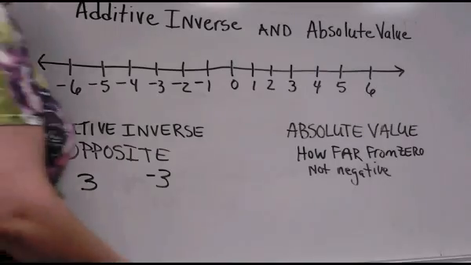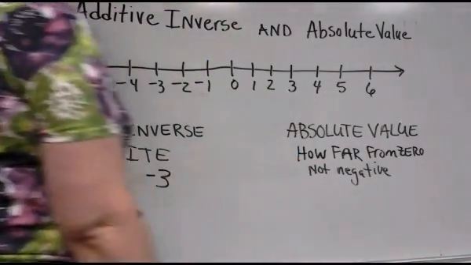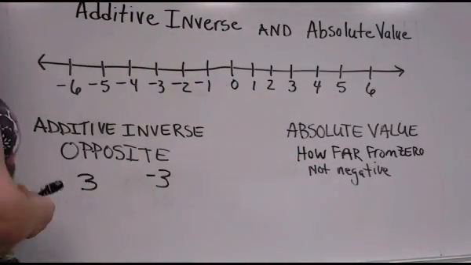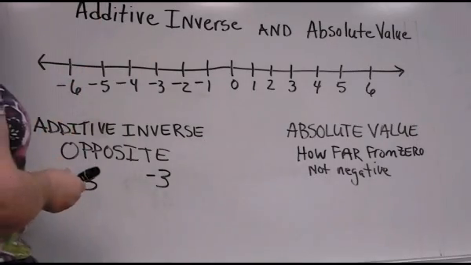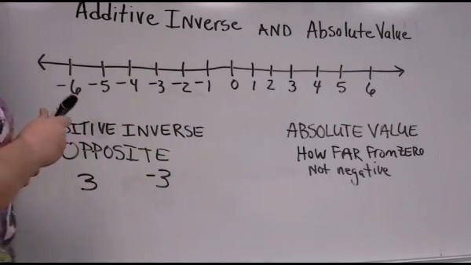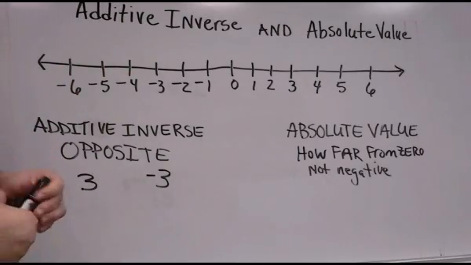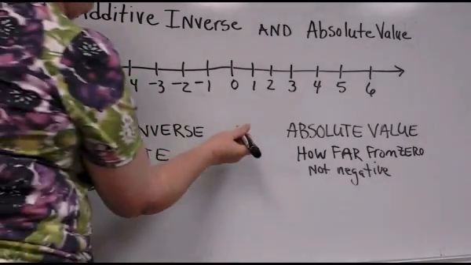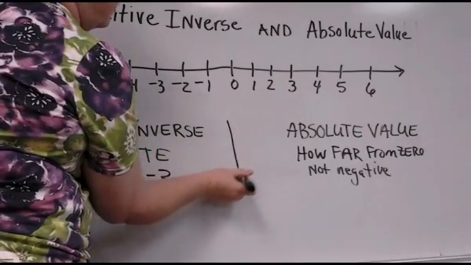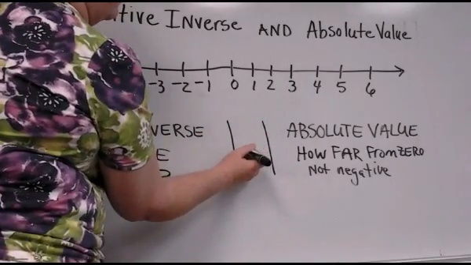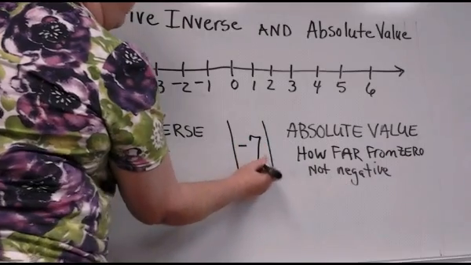Now, absolute value, completely different. Absolute value means how many spaces from 0. Your answer is not going to be negative. And absolute value, most math books don't say, find the absolute value. They put some symbols, these two lines, and they stick the number inside the lines.